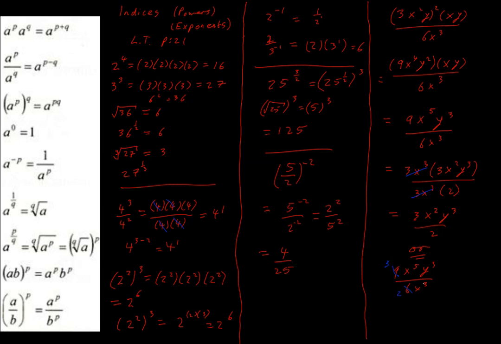I see that I have a common factor of x cubed, so I can draw lines through and put in what the final answer is going to be, and I end up with 3x squared y cubed all over 2. Both will get you full marks.